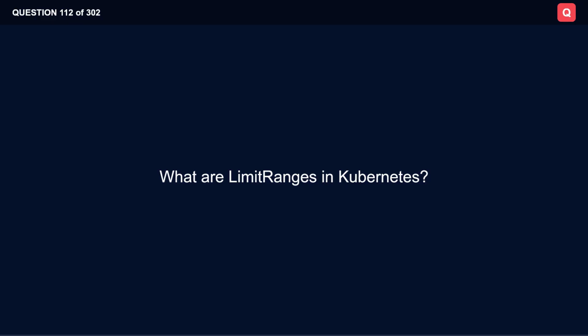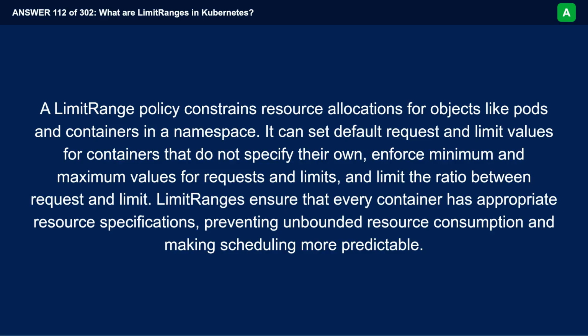What are limit ranges in Kubernetes? A limit range policy constrains resource allocations for objects like pods and containers in a namespace. It can set default request and limit values for containers that do not specify their own, enforce minimum and maximum values for requests and limits, and limit the ratio between request and limit. Limit ranges ensure that every container has appropriate resource specifications, preventing unbounded resource consumption and making scheduling more predictable.